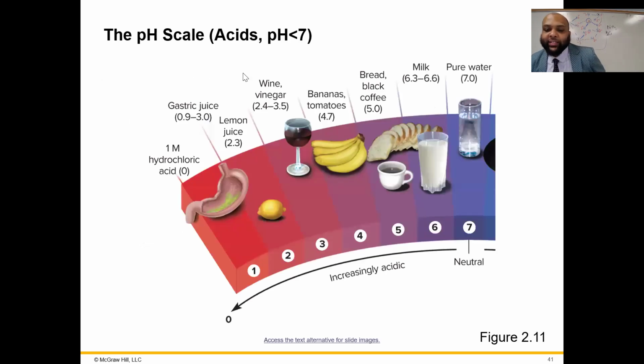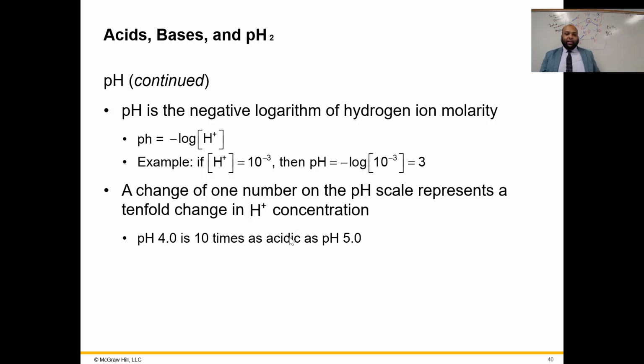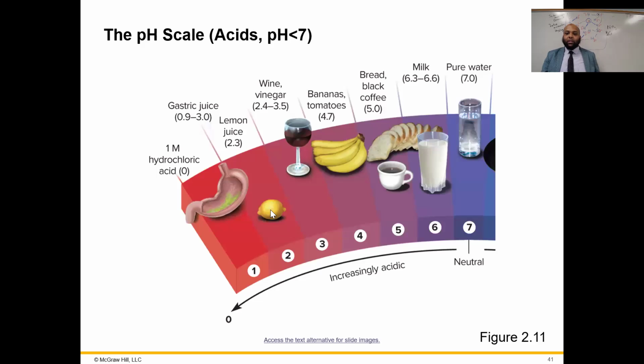So let's look at the pH scale here. Hydrochloric acid going from 1 to 2, that is a 10-fold increase in acidity. Lemon is really acidic. Wine is more acidic than lemon. Bananas. Water is neutral. Milk is a little bit less acidic because milk is the best. You can never eat or drink anything better than milk.